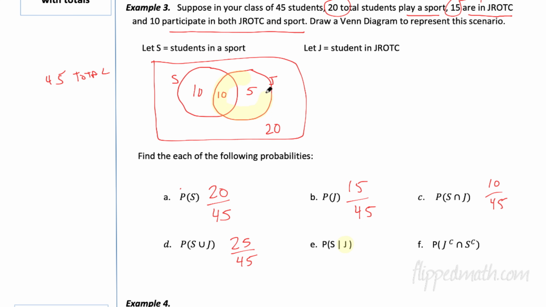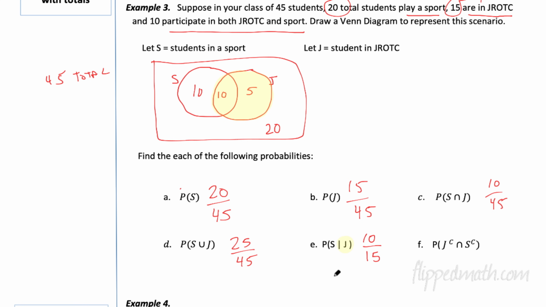So this is the only part of the picture I care about, right here. What is the probability that you're in a sport? Well, before we figure that out, it's out of JRTC. JRTC is only 15, so this one's going to be out of 15. And the probability you're in a sport, how many of those kids? 10. See how that one's a little different?